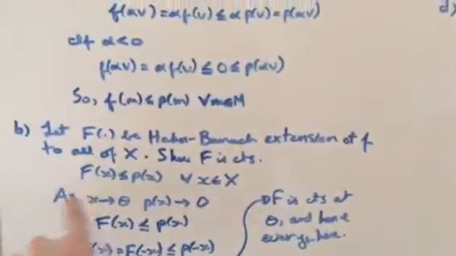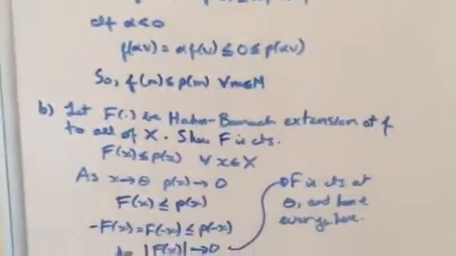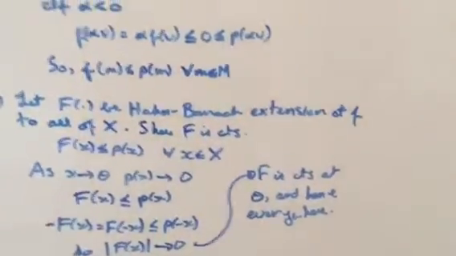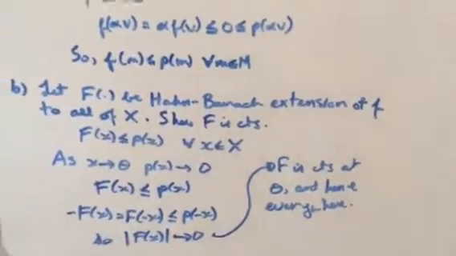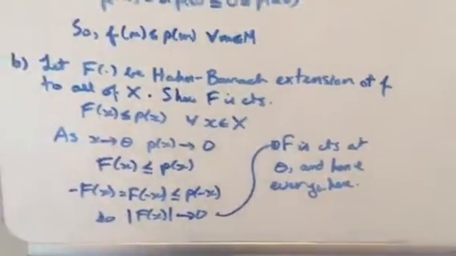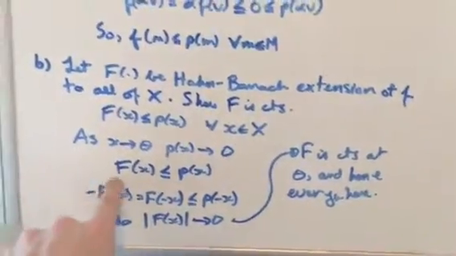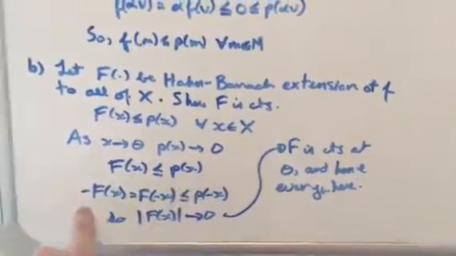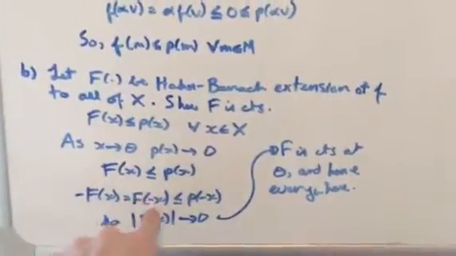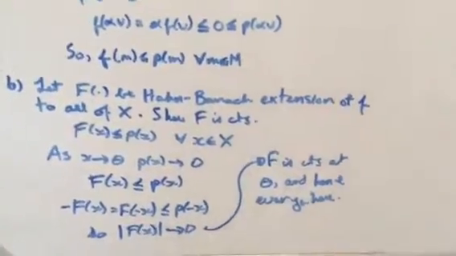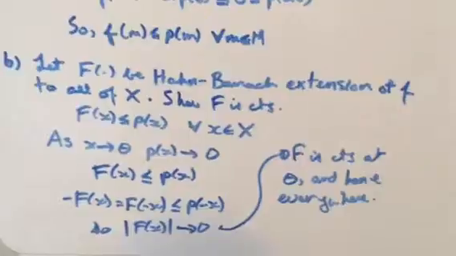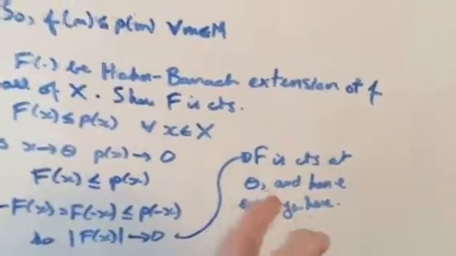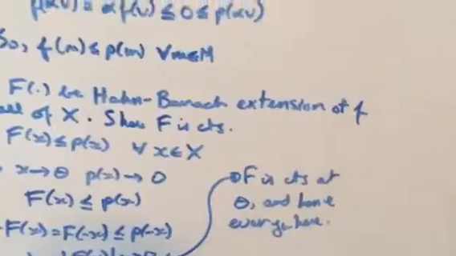We know this is the case just by the fact that when we've constructed our Hahn-Banach extension, it must respect this inequality. And we also know that if we have x going to the 0 vector, p of x goes towards 0. And we also know that F of x must be less than or equal to p of x, but also negative F of x is equal to F evaluated at negative x, which again has to be less than or equal to p of negative x. And so we have the absolute value of F of x goes to 0 as x goes to the 0 vector, and that shows that our Hahn-Banach extension F is continuous at the 0 vector and hence continuous everywhere.